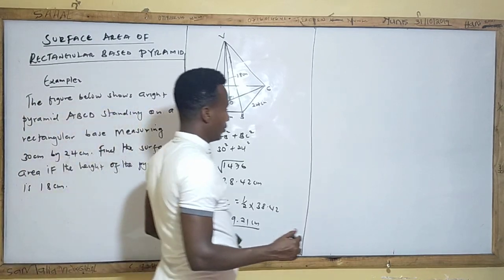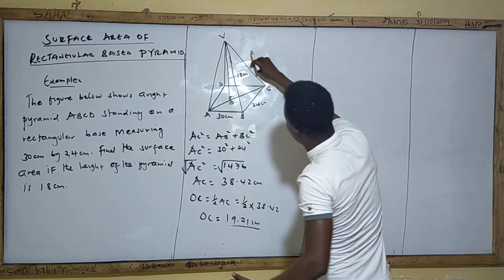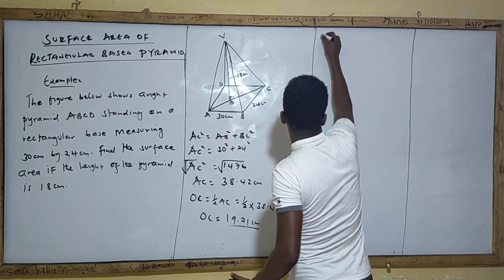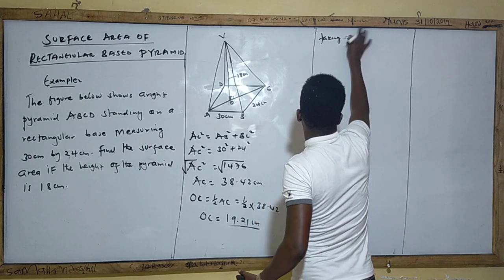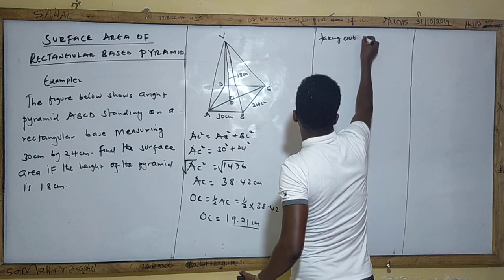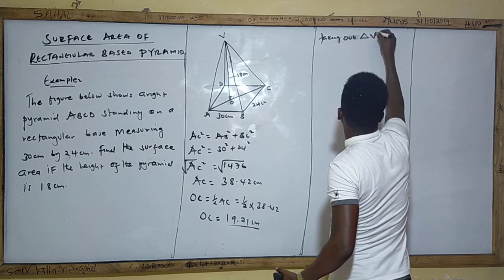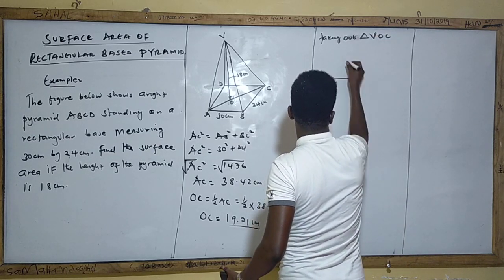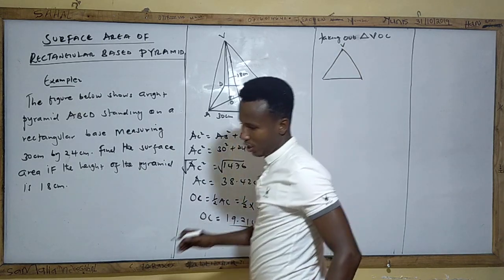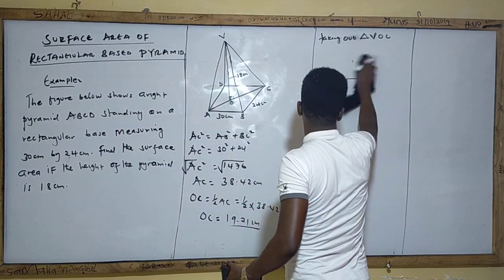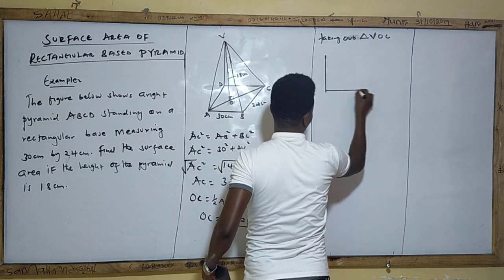So what am I going to do then? Now I will take out this triangle. It is giving me a lot of factors. Which one are we going to take out? Triangle VOC. Oh, sorry, it's not an isosceles triangle. It's a right angle triangle. So it will take this shape here. So this is the triangle.